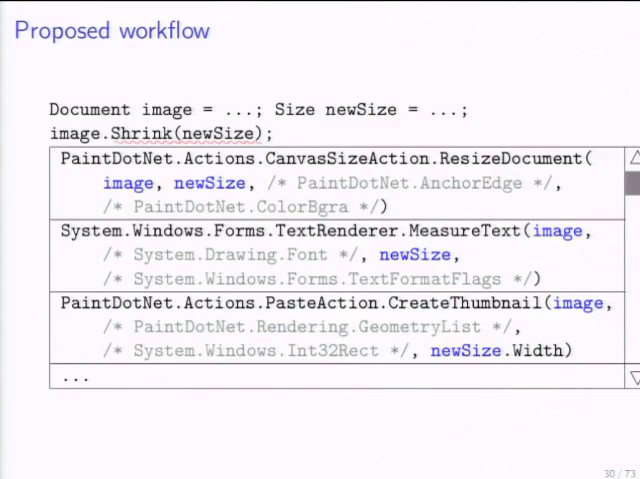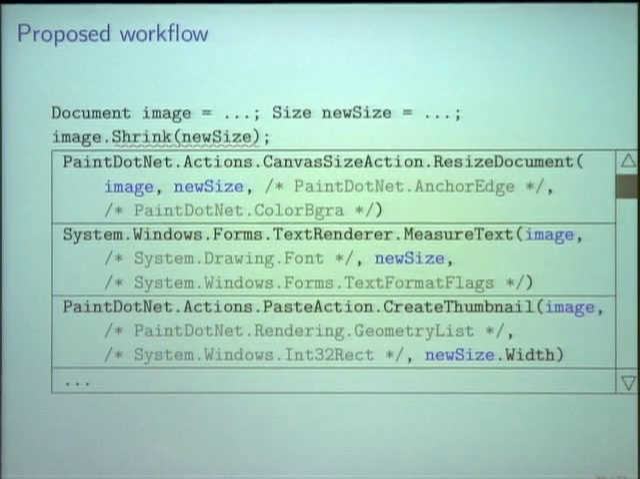So this is a list of methods that it found that take the type document and size, and also these other types. Because in this case, the programmer probably didn't know a priori that they needed to hit this anchor edge and a background color when they're resizing the document. They weren't thinking of that. And it's also going to come up with other options that turn out to have nothing to do with what the programmer was thinking.